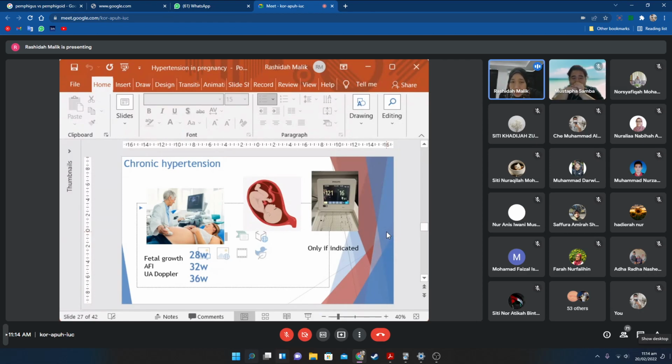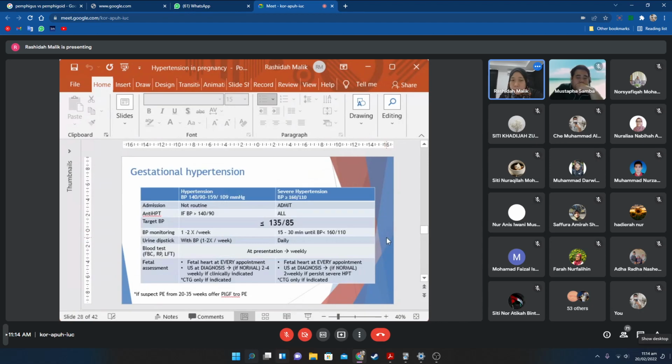You will need to scan the baby for fetal growth, liquor, and also umbilical artery Doppler from 28 weeks. If it's normal, you do it every 4 weeks. But if there are abnormalities, you might want to do it earlier or more frequently. Then you go for gestational hypertension.